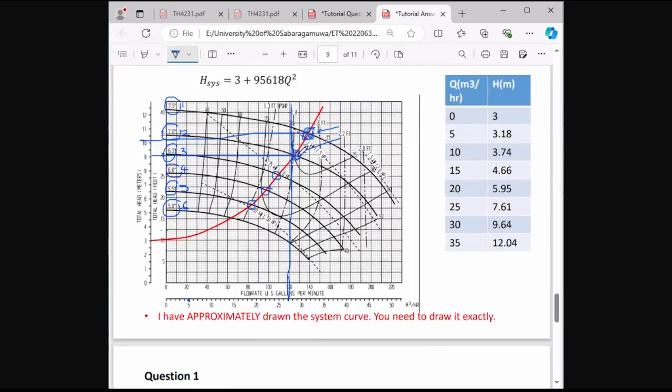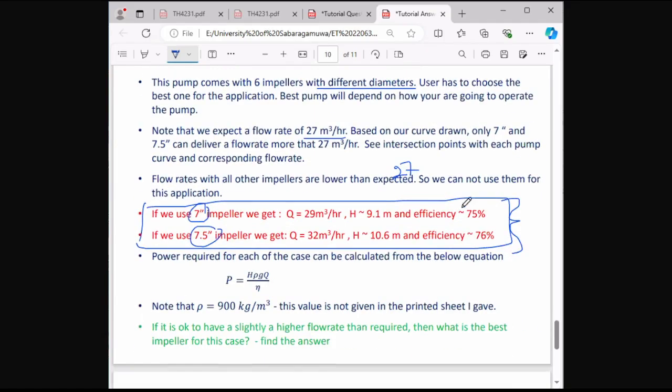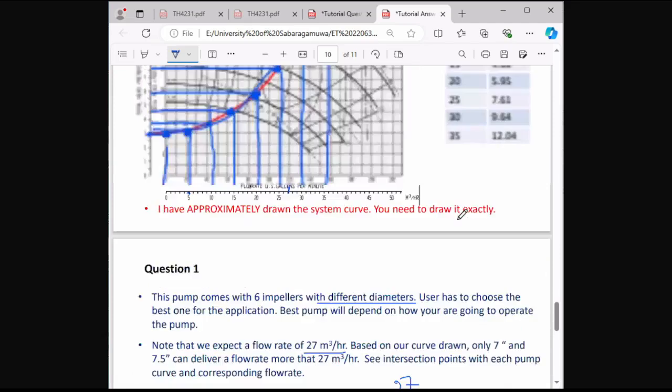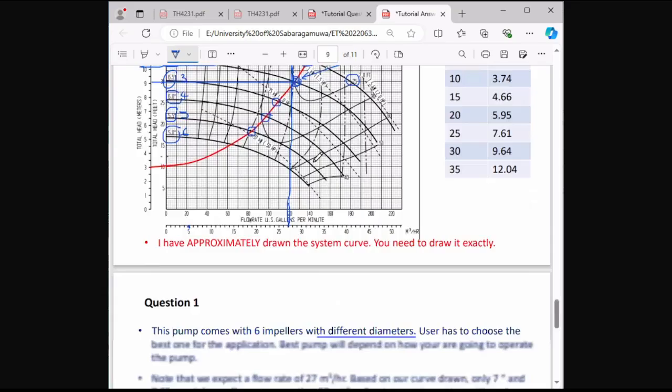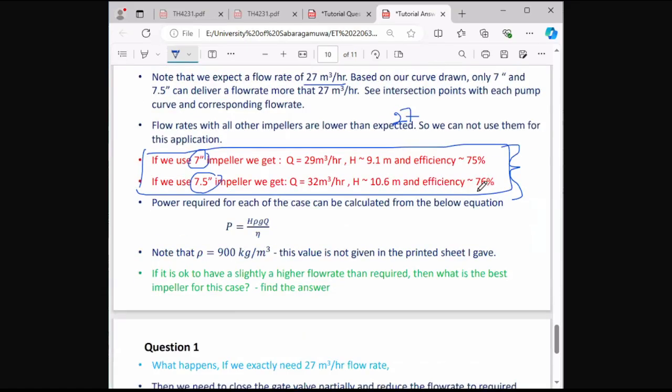Then efficiency: 75. 75 for the 7-inch one, this one, and for this one, here, I think 76 at this point. Okay, yeah, 76.